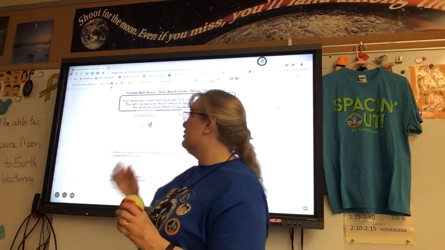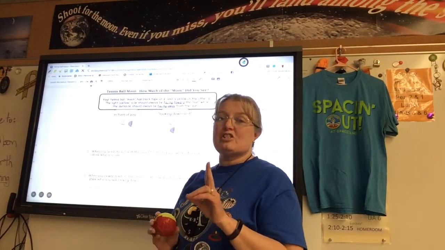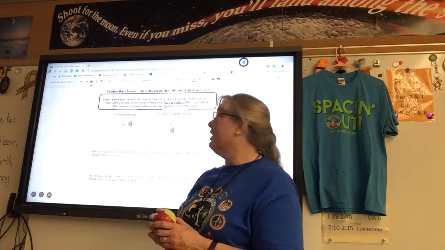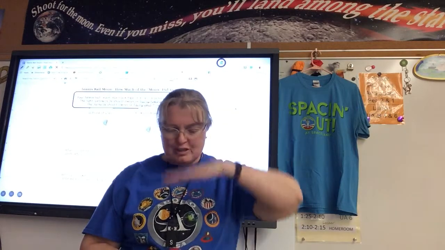So the first thing we want to do, according to our worksheet, is it talks about two positions that we need to understand. One of them is called in front of you. So when you hold it in front of you, you're at eye height and you're looking directly at it. The other position is looking down on it. That would be if I placed it down here and I look down towards it. This is like the bird's eye view. This is in front of me. This is looking down on it.